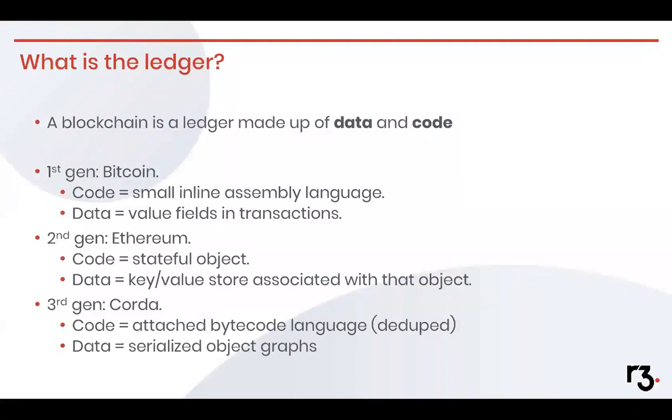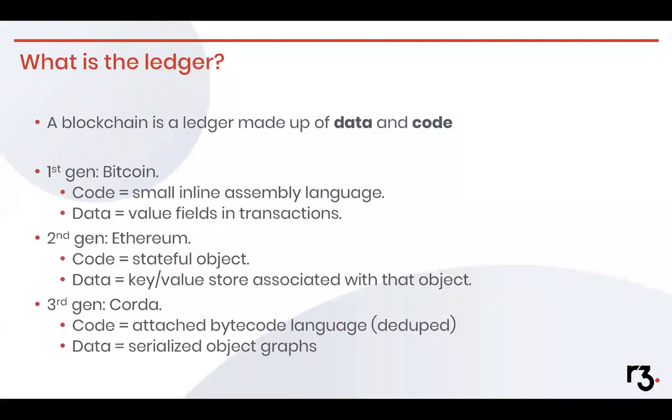In the first generation, we had Bitcoin, where the code was this tiny little inline assembly language that in theory was quite powerful, and then shortly after release, Satoshi realized he had screwed it up and made a lot of mistakes. So he basically switched off most of that scripting language, as he called it. And unfortunately, it never really recovered. So it's not useful for very much, but it established the concept that on a blockchain system, you have code and data living in the same database. And then the data was, of course, the value fields in transactions.